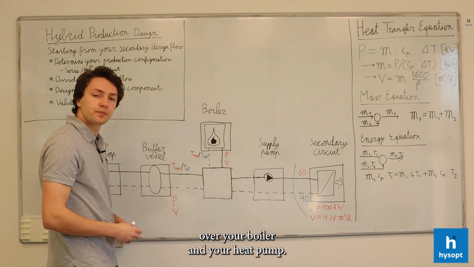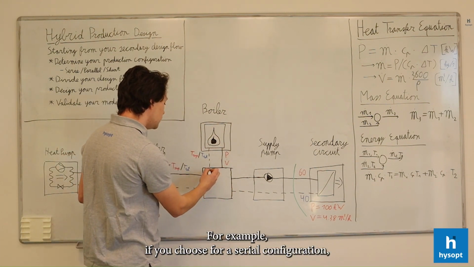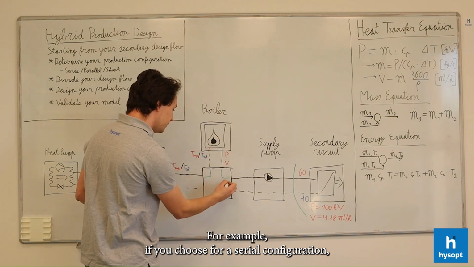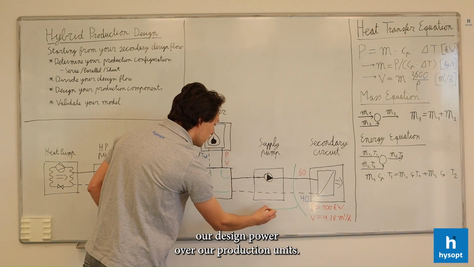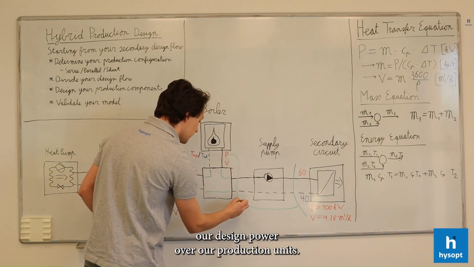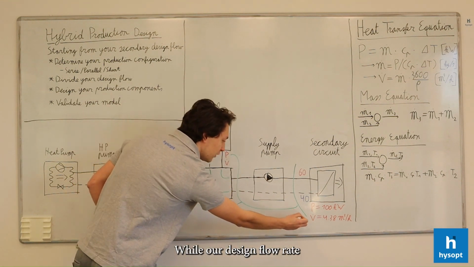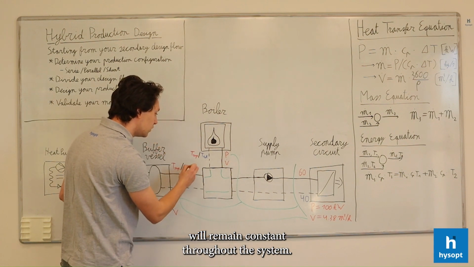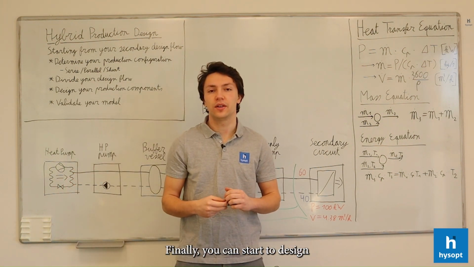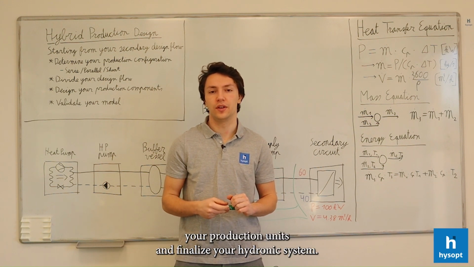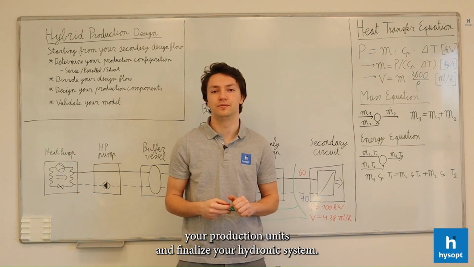and your heat pump. For example, if we choose for a serial configuration, then we know that we can divide our design powers over our production units, while our design flow rate will remain constant throughout the system. Finally, you can start to design your production units and finalize your hydronic system.